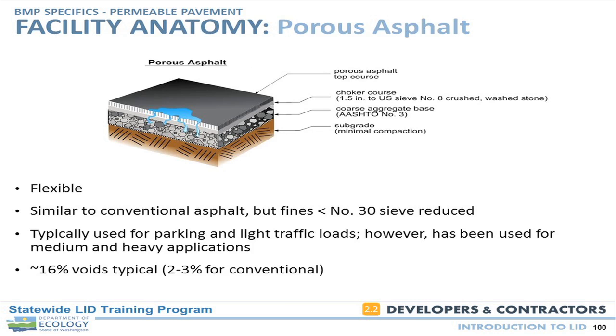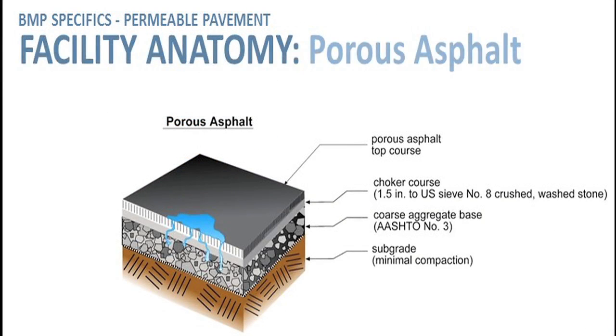First type of pervious pavement we're going to look at is porous asphalt. Porous asphalt, it is a flexible pavement. It is similar to conventional. Of course, it's got less fines in the mix, so it's got about 16% voids. This particular type of pavement can be done successfully, and it can be cost neutral with traditional dense graded asphalt.